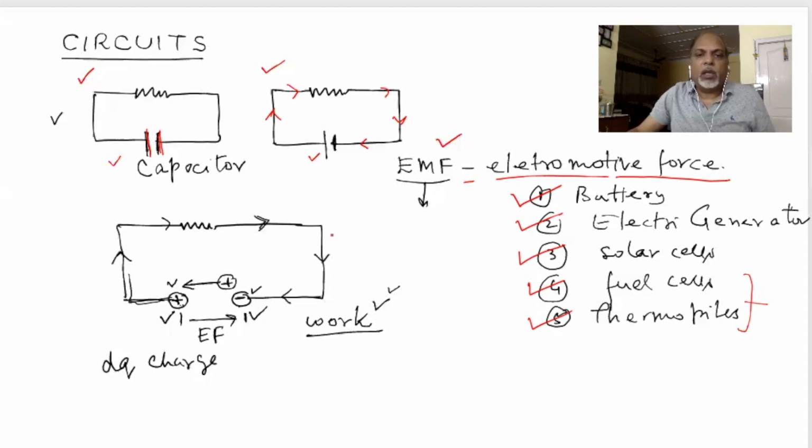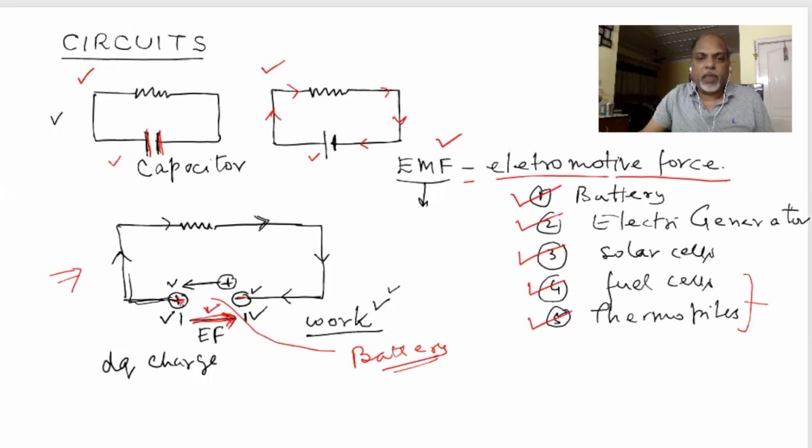Now let us see the inside of the EMF cell. This is a circuit, and we have attached a battery here. This is the positive terminal. This is the negative terminal. The positive terminal is at the higher potential, and the negative terminal is at the lower potential. So naturally, the electric field direction will be like this.